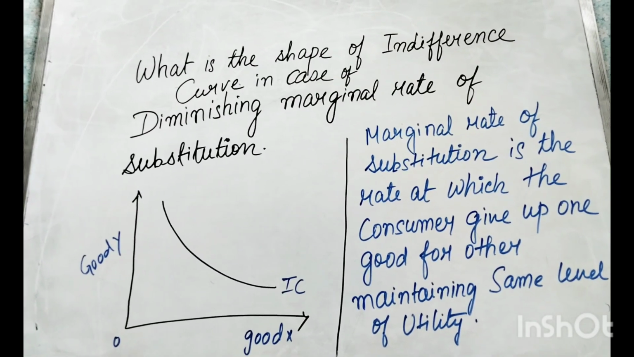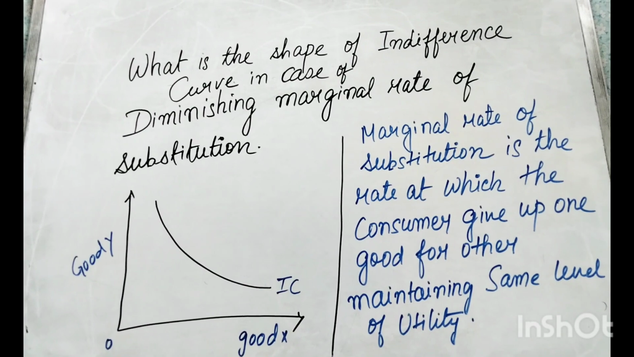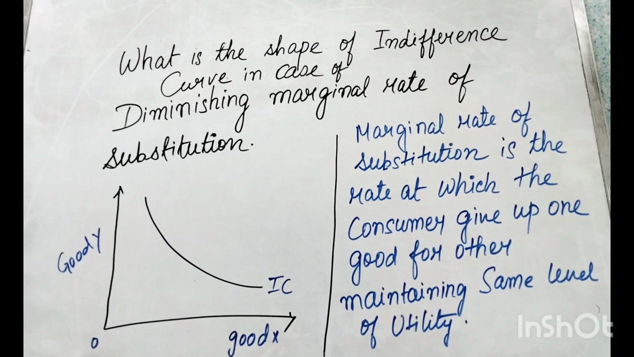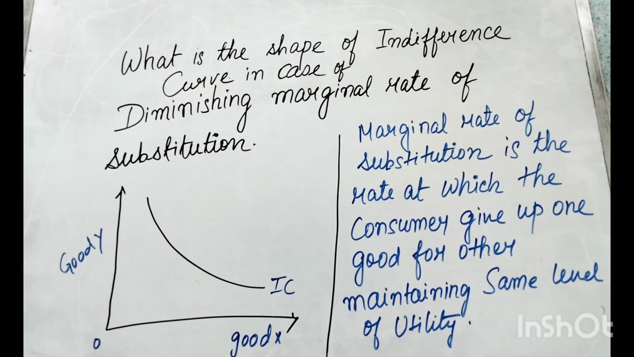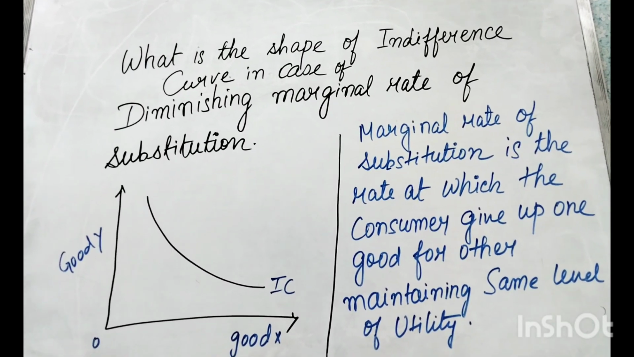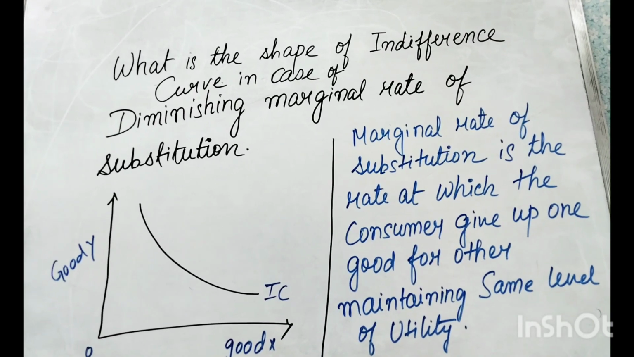Today we are going to discuss the shapes of indifference curve in case of diminishing marginal rate of substitution. So what is the meaning of this word marginal rate of substitution? Marginal rate of substitution is the rate at which the consumer will give up one good for the other in order to maintain the same level of satisfaction.